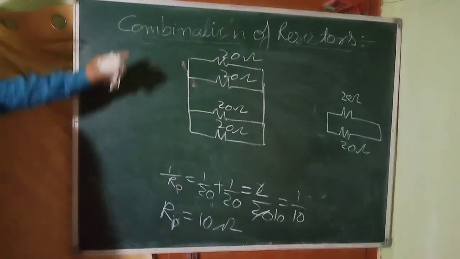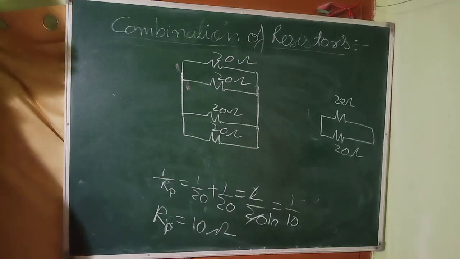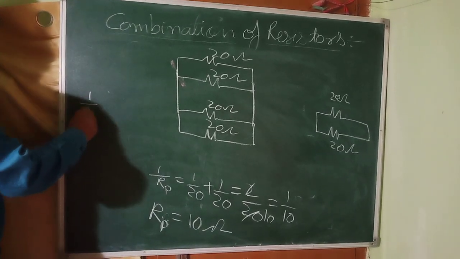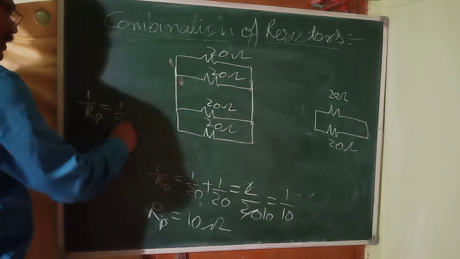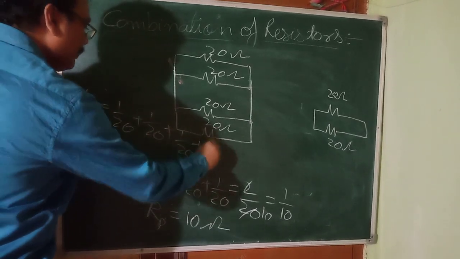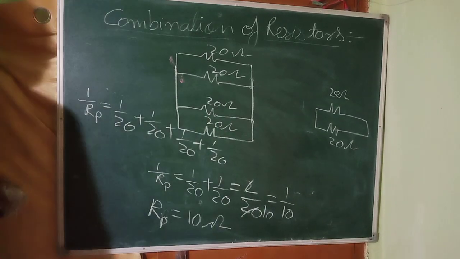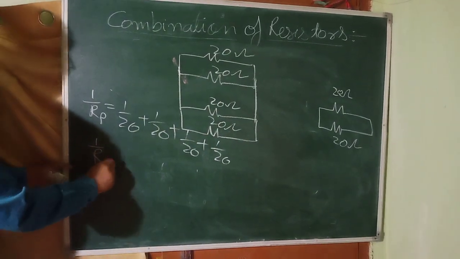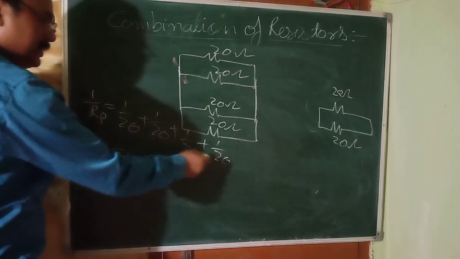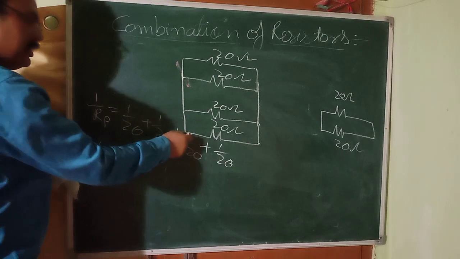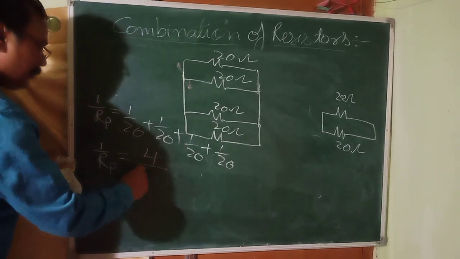Now what will happen? 4 resistors are connected in parallel. Okay. Each of 20 ohm. How can you find out the equivalent resistance? 1 by Rp is equal to 1 by 20 plus 1 by 20 plus 1 by 20 plus 1 by 20. Total 4 are there. So 1 by Rp is equal to, denominators are the same, numerators can be added simply. So 1 plus 1, 2, plus 1, 3, plus 1, 4. You will have 4 upon 20.